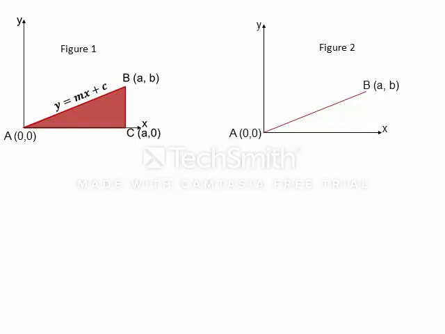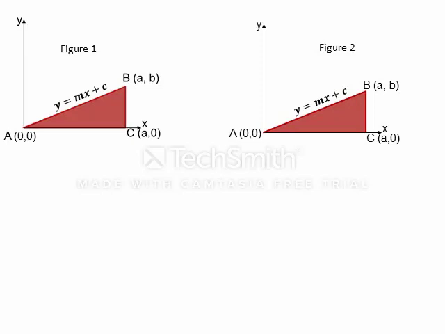And we all know that the line AB can be expressed as a function y is equal to mx plus c, or we can say the equation of line AB will be y is equal to mx plus c, where m is the slope of the line and c is the intercept on the y-axis. For better understanding, here we can see in figure 2 how the area forms a triangle.